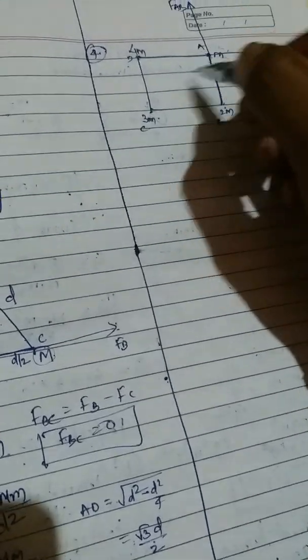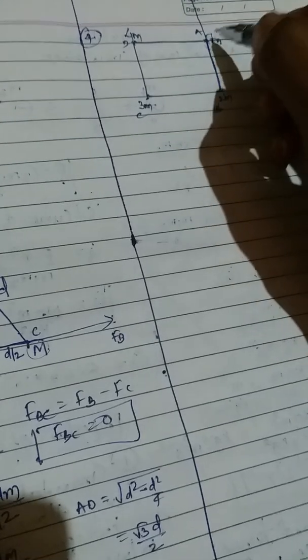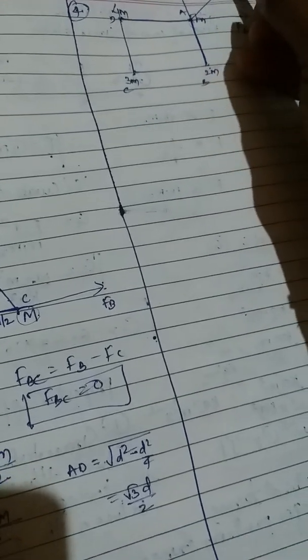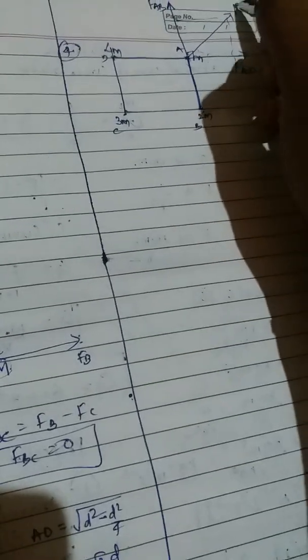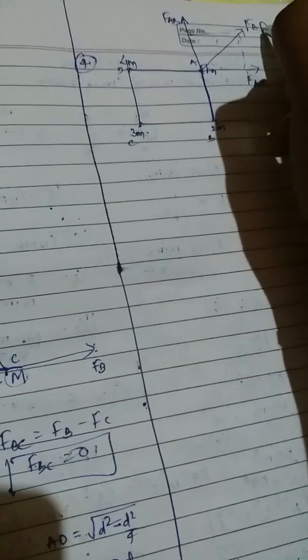Okay, as we can see, these two are perpendicular, so the resultant of these two will go in this way, and this resultant we can name as FBD. Why FBD?